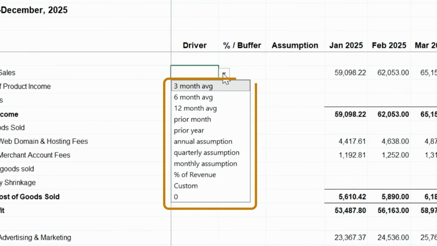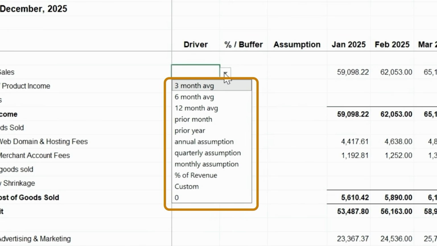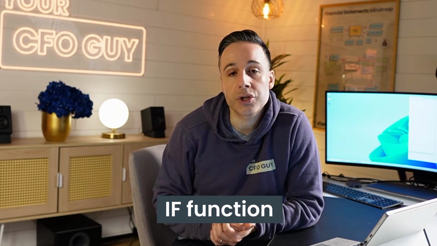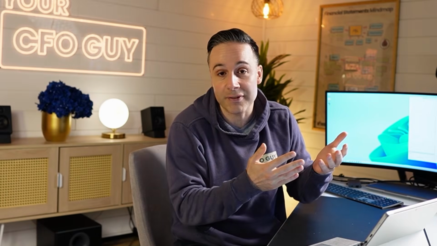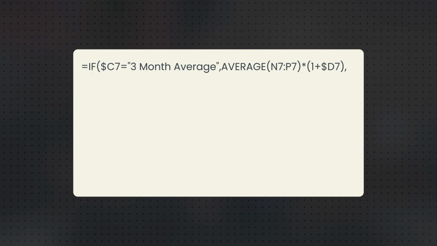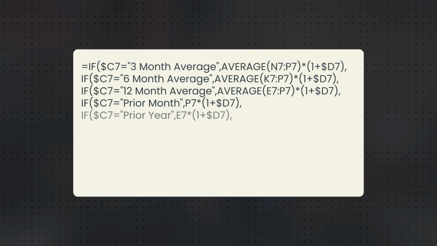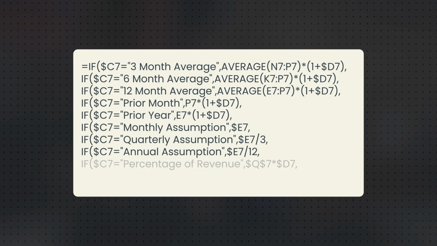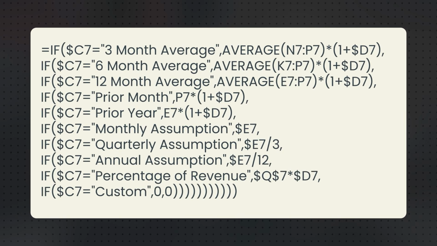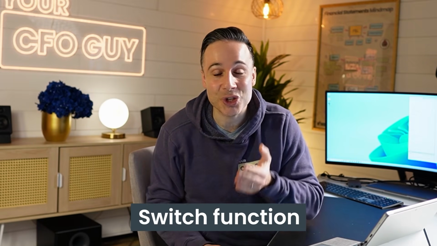Now, in order to factor in the formula for each and every single one of these dropdowns, we have two options. You can use the if function, which will in essence say if the value is equal to, let's say, 6-month average, take a 6-month average. But that's going to get pretty tricky because we're going to have to nest a bunch of if functions inside itself, which will probably make you dizzy just looking at it. So instead, you can utilize the switch function.